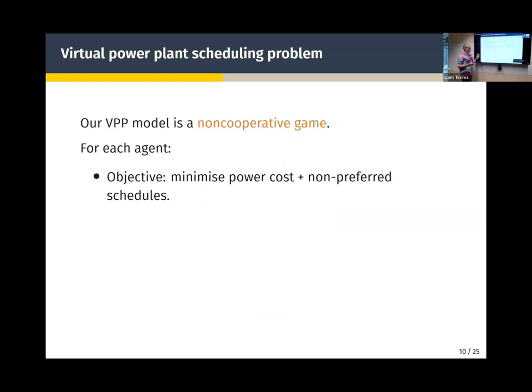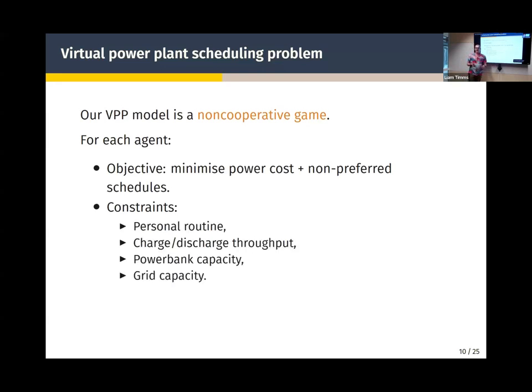We also have some constraints. The constraints are slightly more complicated than in the stag hunt, where you have just two choices. In this problem, there's a difference between schedules I don't like and schedules I cannot do. So if I need to drive to work in my electric car at 8 a.m., then it needs to be charged by 8 a.m. That's a hard constraint, not a preference. So our schedule needs to fit your personal routine.